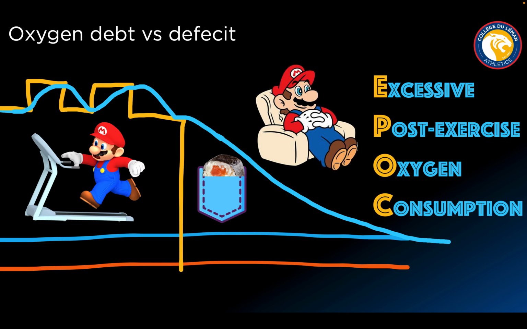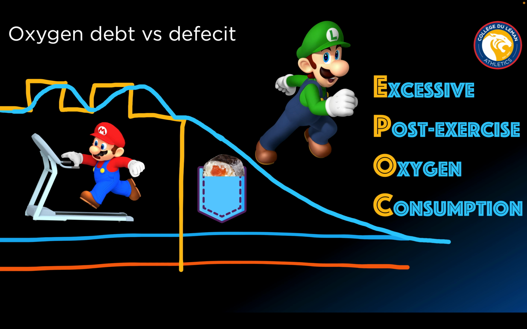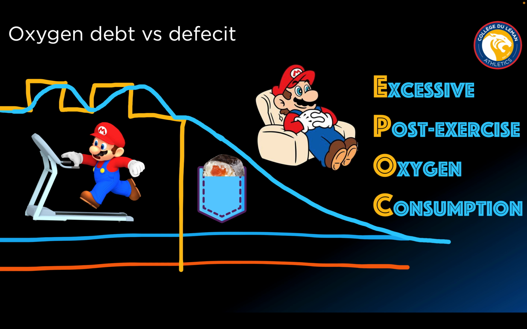Once we finish and we're chilled out, again, the heart rate doesn't just go back immediately. This is excessive post-exercise oxygen consumption. So once he's sitting in his chair there, his heart rate's still high, because he's got his pocket to fill, essentially, which we're going to look at.